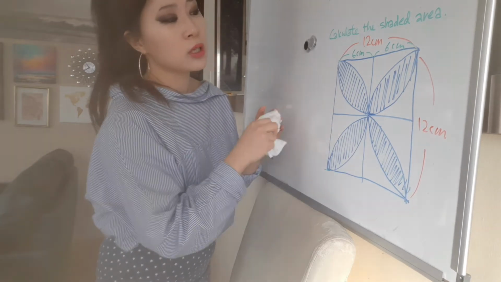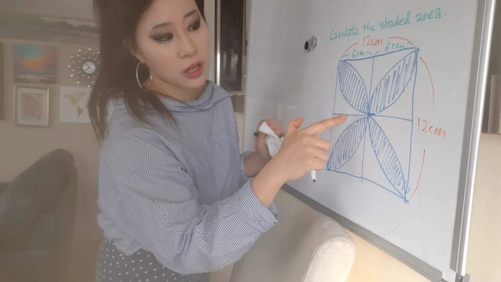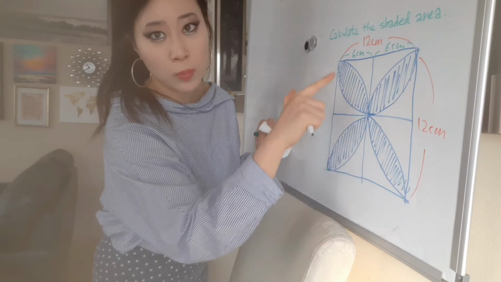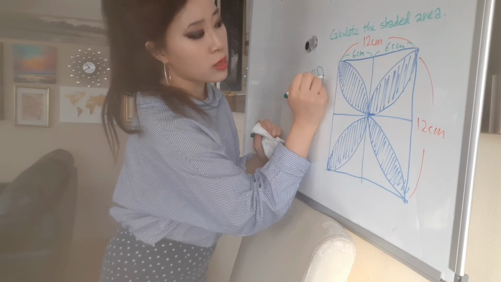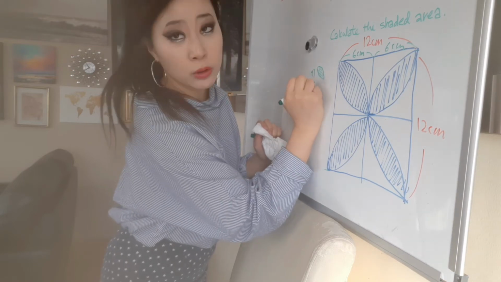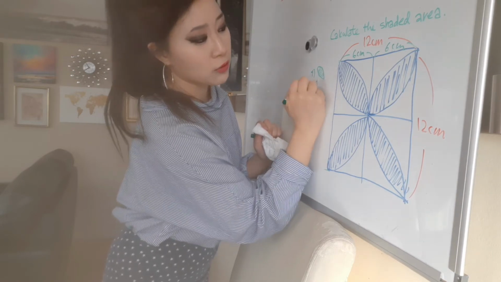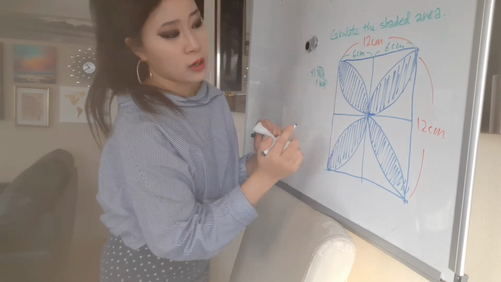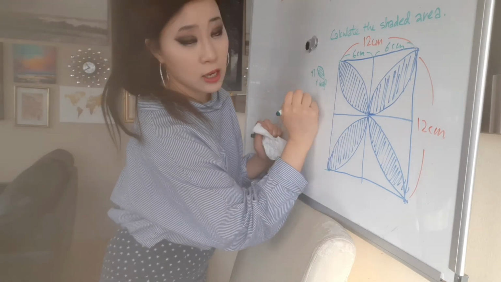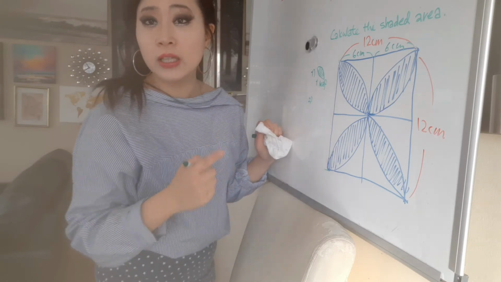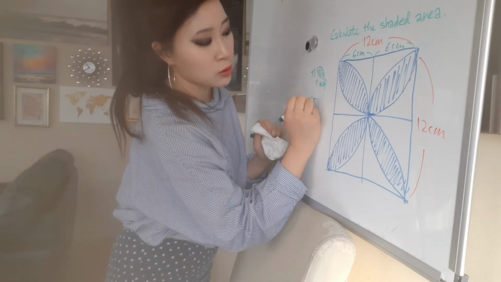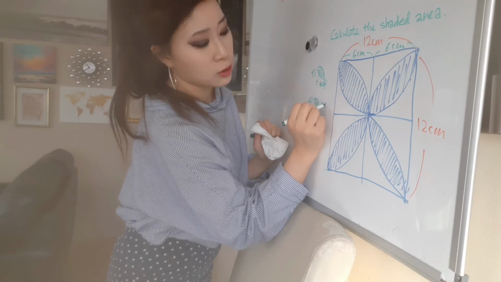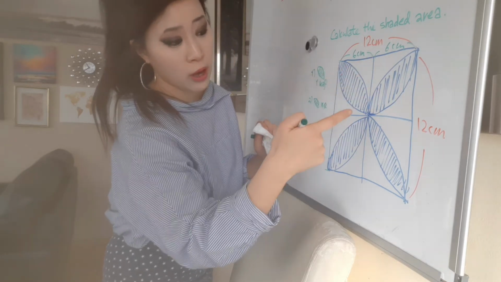All right, so what we're gonna do is we are not going to think about this overwhelming flower petal. We are only going to think about one shape. We are only going to calculate this one leaf, okay? One flower petal, one leaf. And if we get the calculation of this one leaf, then what will you do? You are going to do times 4, then you will get the whole area.